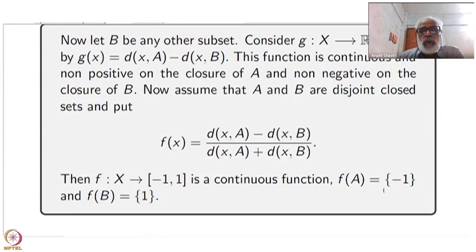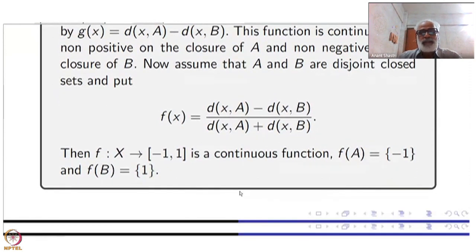Okay. Moreover, A and B are closed subsets. We know that f of x, for x belonging to A, the numerator is 0, so it's minus d divided by plus d, which is minus 1. Similarly, f of B equals plus 1. So you see, what we have produced is a continuous function from the whole of X, which is exactly minus 1 on A and plus 1 on B. Okay.